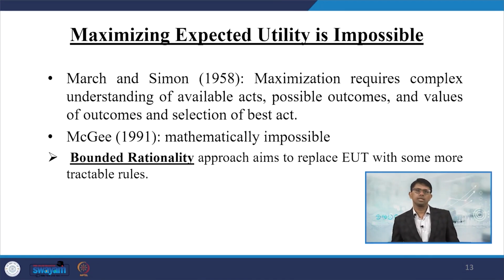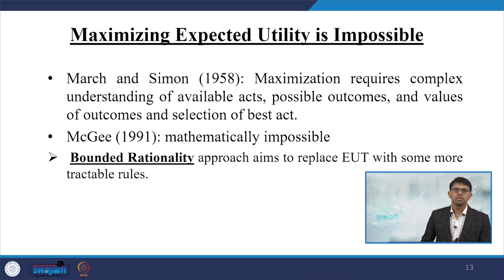March and Simon in 1958 mentioned that maximization requires a complex understanding of available acts, possible outcomes and values of outcomes, and selection of the best act.